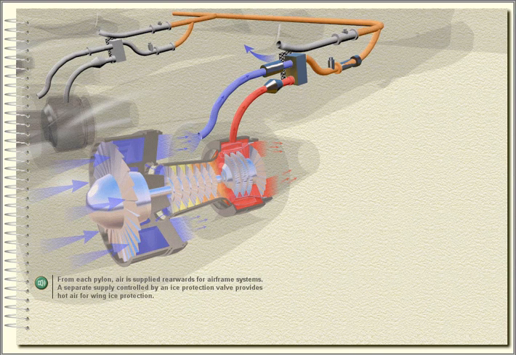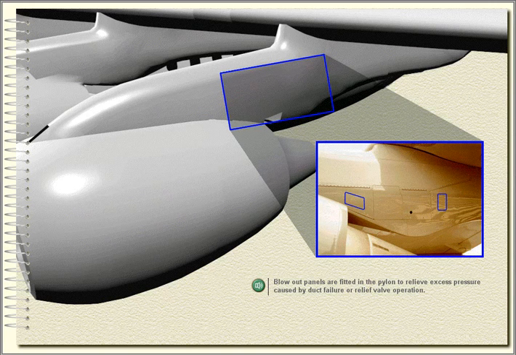From each pylon, air is supplied rearwards for airframe systems. A separate supply, controlled by an ice protection valve, provides hot air for wing ice protection. A supply upstream of the engine air valve in numbers 2 and 3 pylons only provides air for hydraulic tank and stall air pressurization.